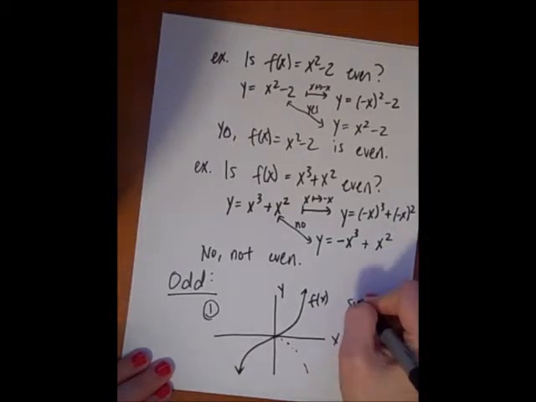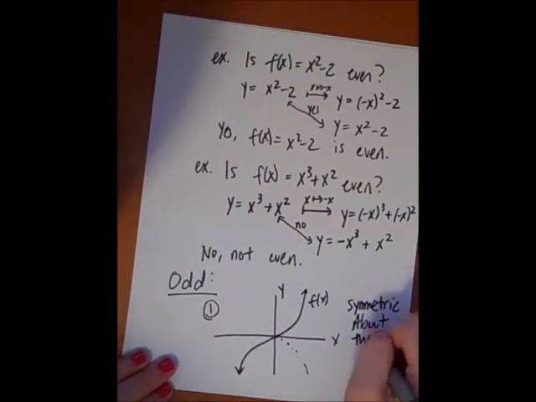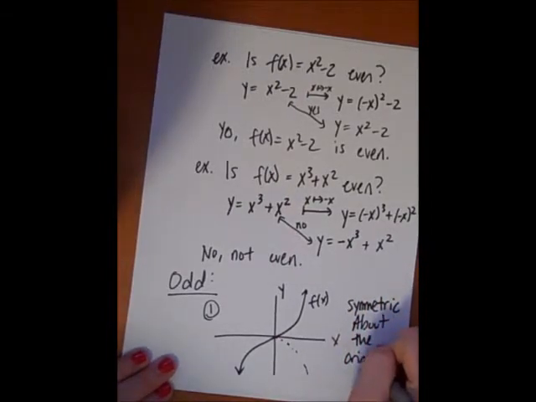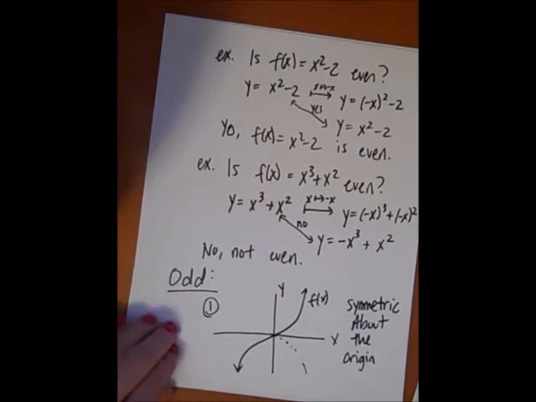So it's symmetric about the origin. So that's the first way you could look at a function being odd.